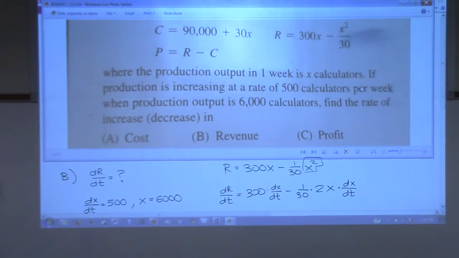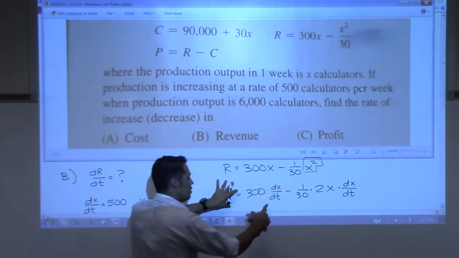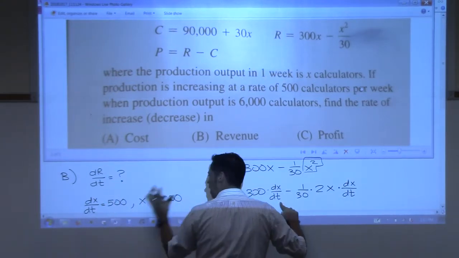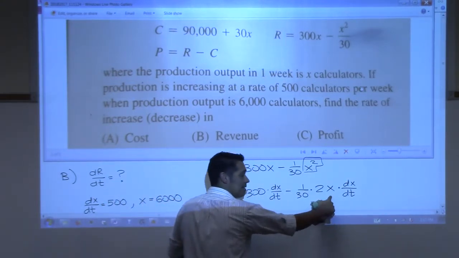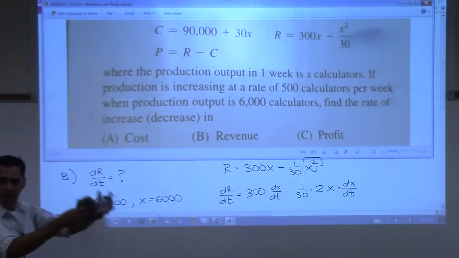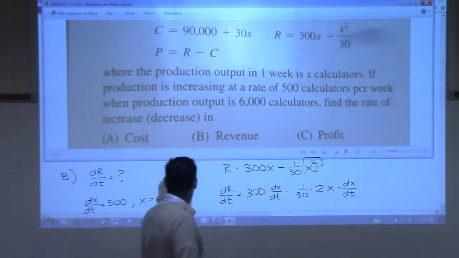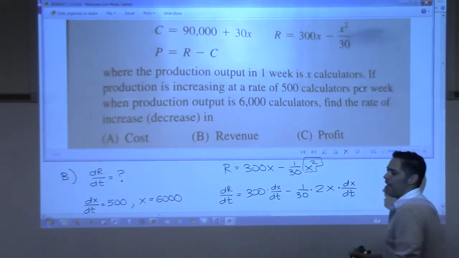All right, we're trying to solve for dr dt. There it is. In order to do that, we need to know what dx dt is, which we have, and we need to know what x is. See how x does come into play here? All right, so now it's just plug and chug. Plug everything in. Let's see what we get. So I'm replacing dx dt with 500 and x with 6,000.